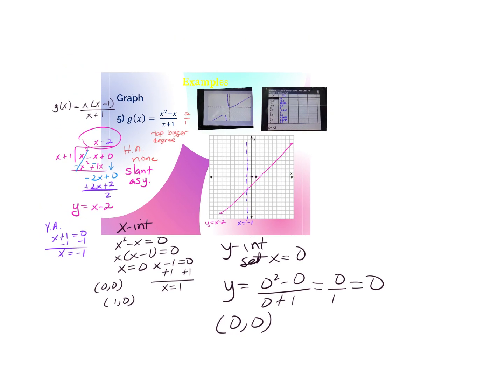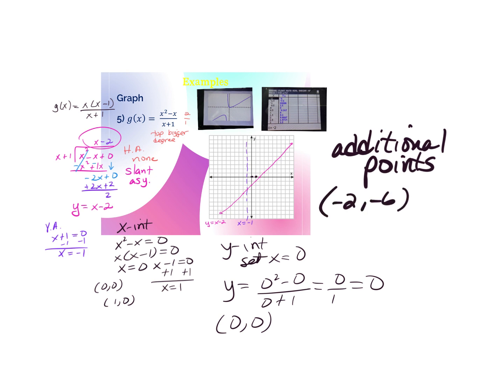So again, we're looking for points to the left of that vertical asymptote and to the right. So my additional points from my calculator, basically I am looking for x values that are going to be less than -1. So I could use -2, -6. I could even use -1.5 and -7.5.